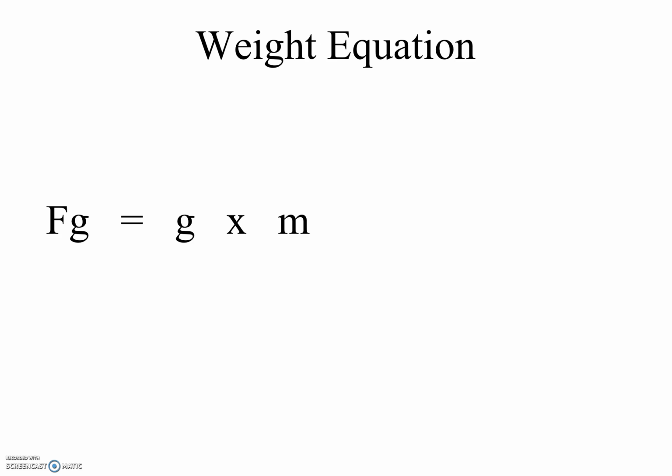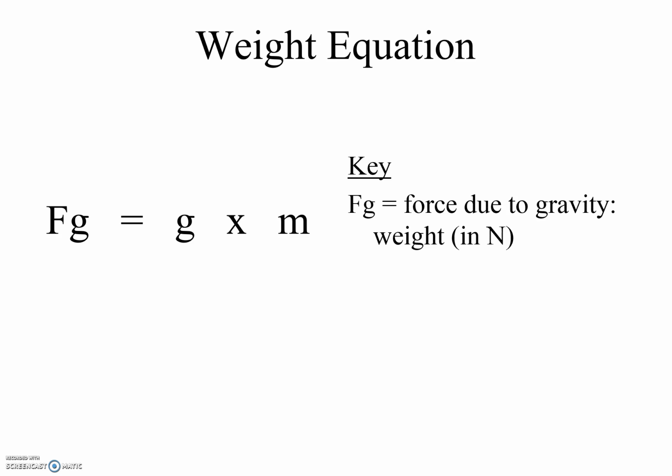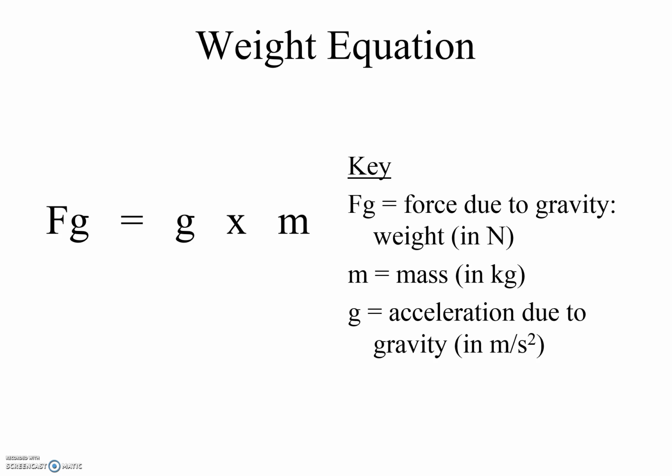This leads us to a variation on our net force equals our mass times our acceleration. Now we're just going to change our force to the force due to gravity. So we're going to say Fg equals g times m. Our Fg will be the force due to gravity, which is in newtons. And if we're talking about the force due to gravity on Earth, we're dealing with the object's weight. The mass is in kilograms. And g is the acceleration due to gravity in meters per second squared.